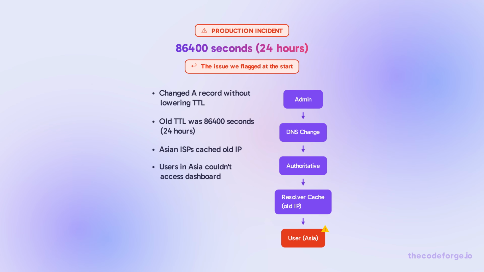Here's exactly why that happened. A junior engineer changed the record for our domain, but left the TTL at 86,400 seconds. The old IP was cached by Asian ISPs. The new IP was only seen by users who had never visited before. Users in Asia couldn't access our SaaS dashboard.